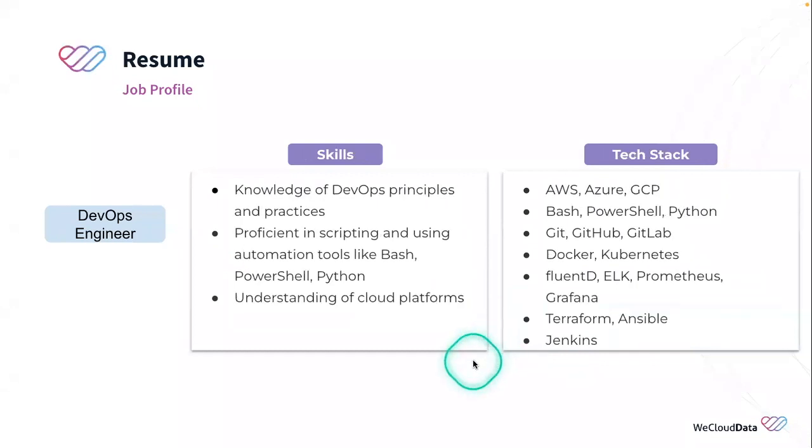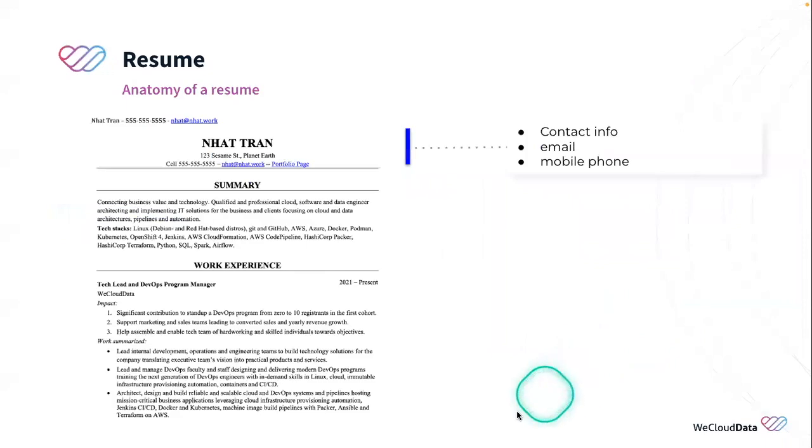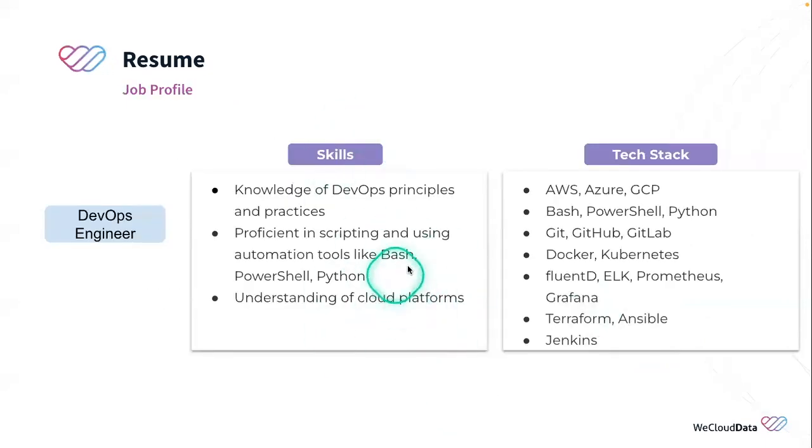Skills might include knowledge of DevOps principles and practices, proficient in scripting and automation tools like Bash, PowerShell, Python, understanding cloud platforms. The tech stack that they're going to ask for will be stuff like this: AWS, Azure, GCP, those three big public cloud providers. That again, scripting. Then you have source code version control. You have containers. You have monitoring and logging. You have infrastructure automation and configuration, and then you have CI/CD. So those things keep appearing over and over again.